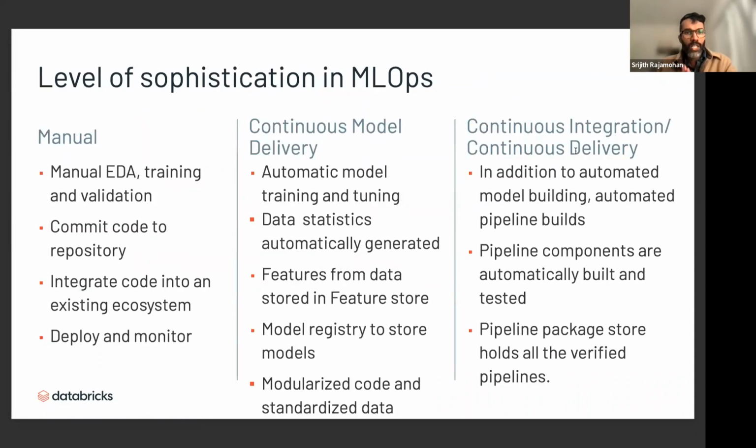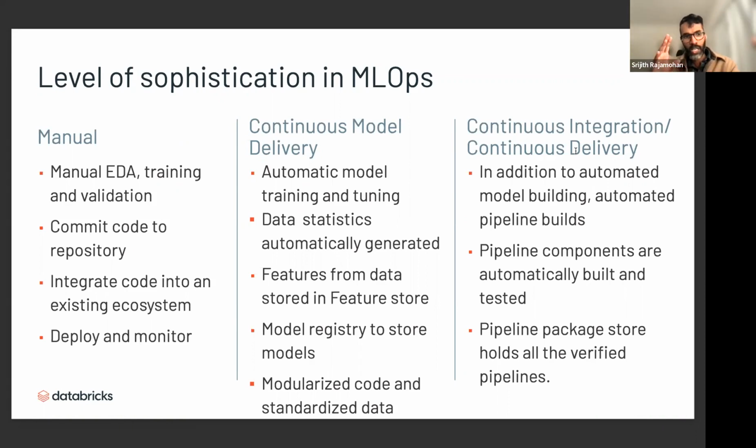So coming to the end of this talk, I also wanted to address how various organizations put MLOps into production, the level of sophistication that they have in their pipelines. The first one, the simplest, is the manual pipeline, where you're performing manual EDA, training, and validation. You're committing your code to the repository, then you're integrating that code into an ecosystem manually, you deploy and you monitor. None of this is usually automated, and you require a lot of engineering overhead to make sure that this pipeline is working effectively.